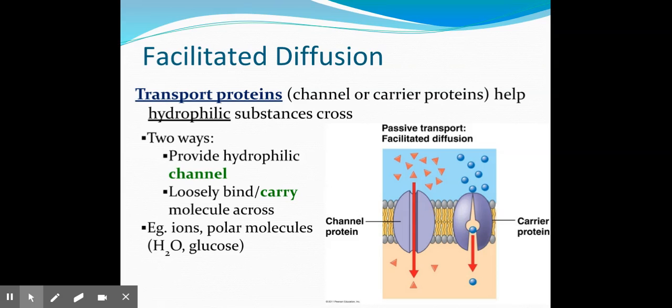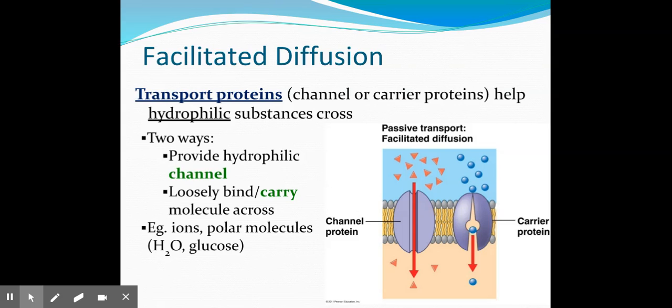Now, there are potentially going to be two different versions of this. So we can have things like channels, which are basically like open doors. So it is going to allow the passage of these materials to move across in both directions, in and out of the cell. Or it could be a carrier protein in which it is going to physically pick it up and carry it across the membrane.